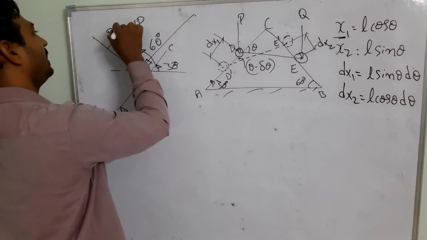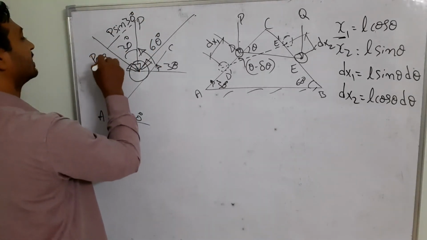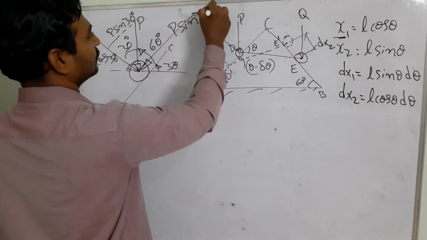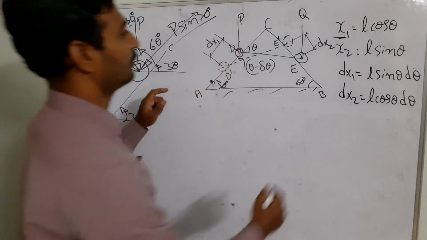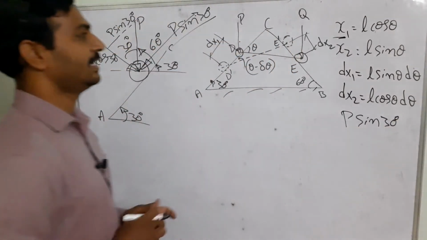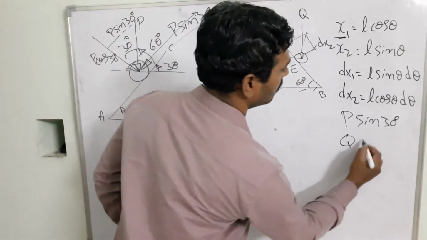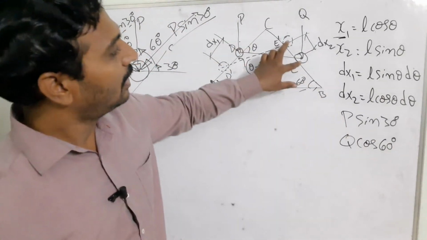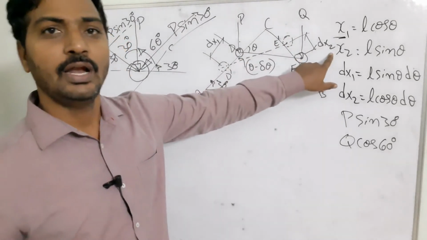So this is going to be your P sine 30 degrees and this is going to be your P cos 30 degrees. So that means the P sine 30 degrees force is going to be acting on that ball and then it is going to be displacing. Similarly, when I resolve this force also, I will get the Q cos 60 degrees. And this is the main reason for the infinitesimal displacement of the body from E to E dash, that is going to be your dx2.